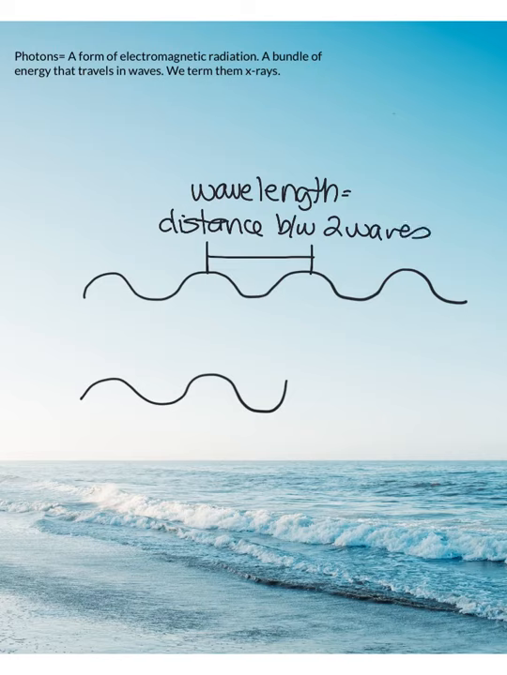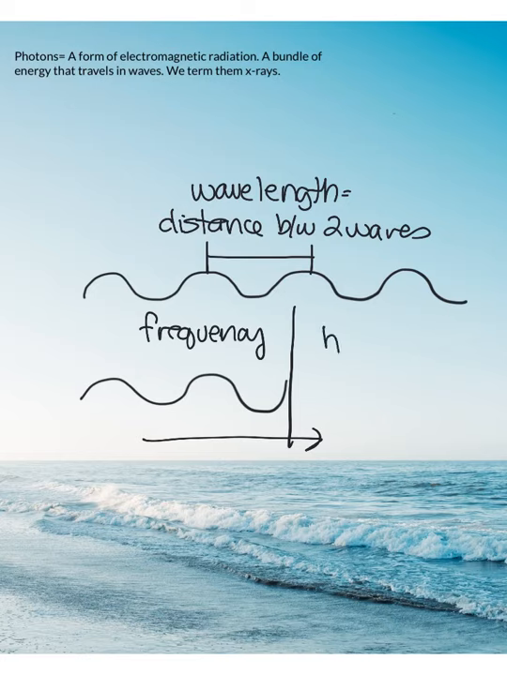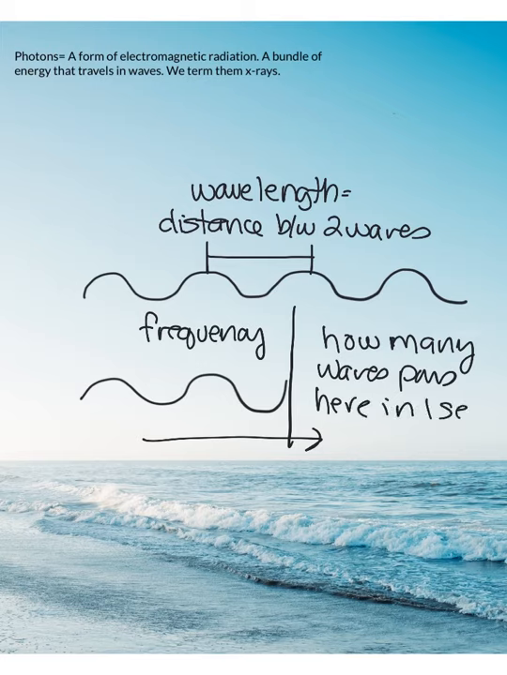The other thing we have to look at when we're talking about waves is something called frequency. And here we are simply measuring how many waves pass by one certain spot in time. So this is going to be how many waves pass this spot in 1 second. And we'll be using cycles per second to measure our frequencies.